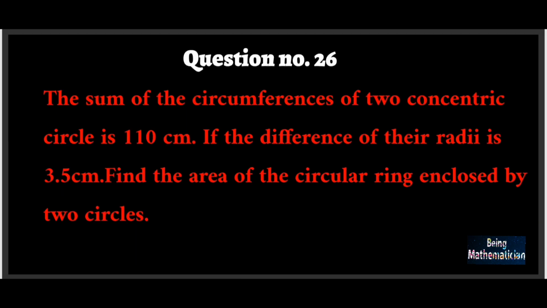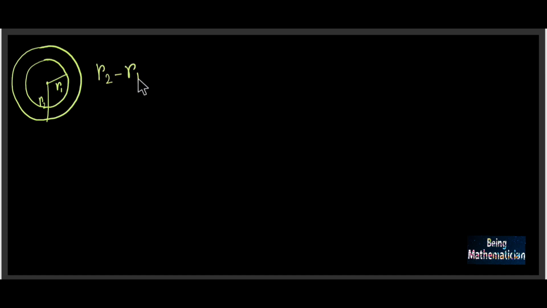Question number 26. At first, we have to draw a rough diagram of the problem. So given that these two are concentric circles. Now let us assume that this is the smaller one, and this is small r2. So by the question, it is given that r2 minus r1 is 3.5 centimeter, which is the difference of the radii.